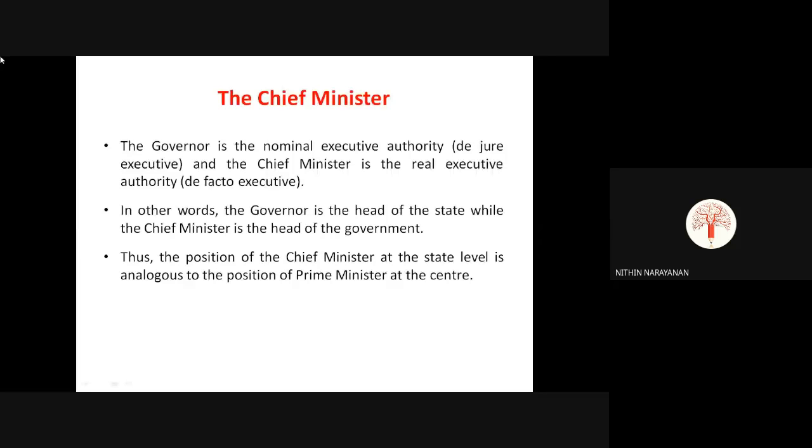Similar, the position of chief minister in the state is analogous to the position of prime minister in the center. സെൻട്രൽ എങ്ങനെയാണോ പ്രൈം മിനിസ്റ്റർ, സിമിലർ ഫാഷനിലാണ് ചീഫ് മിനിസ്റ്റർക്കും ഈ സ്റ്റേറ്റിലുള്ള അധികാരം വരുന്നത്. ബിക്കോസ് അതുപോലെ തന്നെയാണ് സെൻട്രൽ എങ്ങനെയാണോ പ്രസിഡന്റ്, അതുപോലത്തെ അധികാരമാണ് ഗവർണർക്ക് സ്റ്റേറ്റിലുള്ളത്.